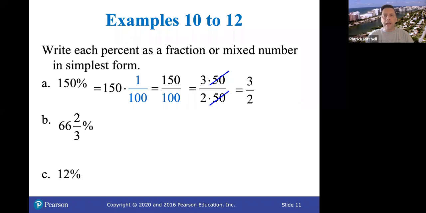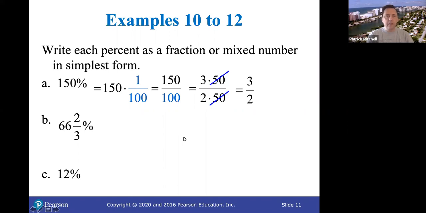So 1 1/2 would also be an okay answer for this because, well, the directions do say as a fraction or mixed number. If you're doing online homework, just remember to read the directions on the online homework because sometimes they really want an improper fraction, sometimes they really want a mixed number.